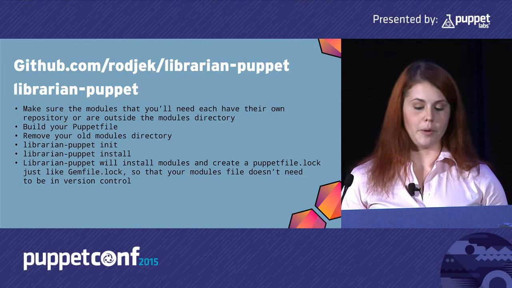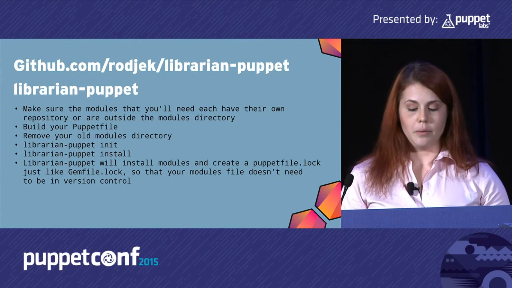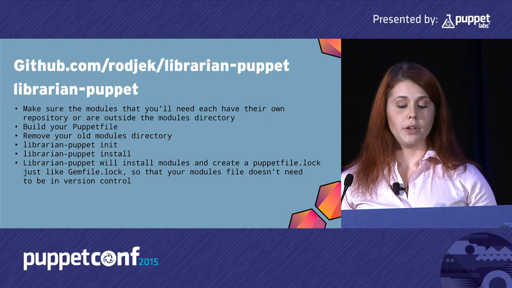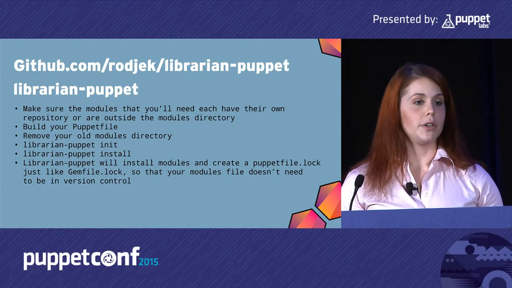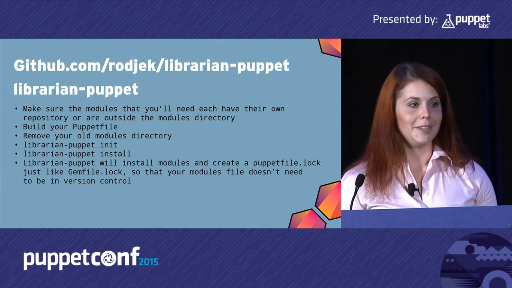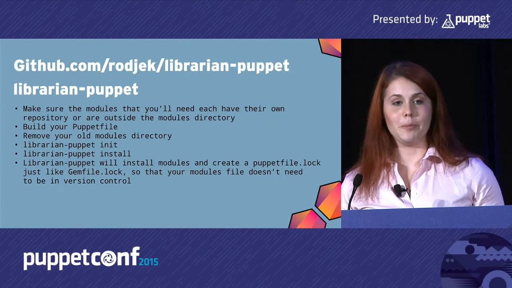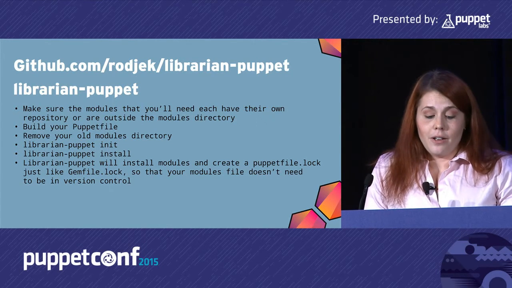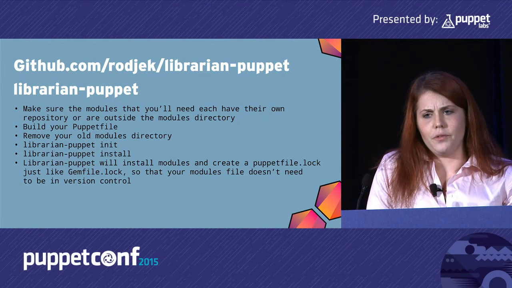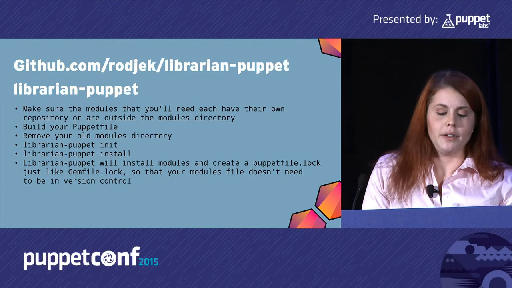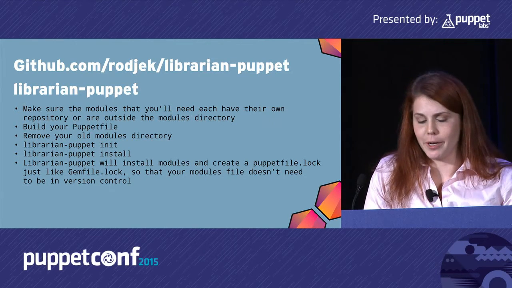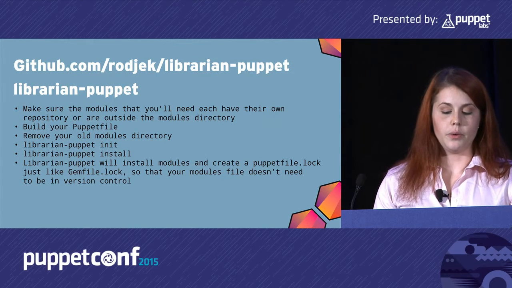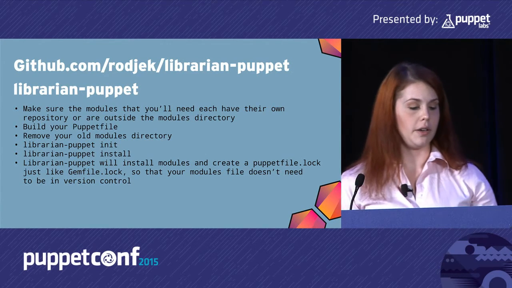So here's how to use Librarian. It's a lot easier. It's very simple. One thing is that it will take over your modules directory. So you'll need to make sure that all of your custom modules that maybe were sitting there, if you do have tendencies towards a monolithic repo, those need to have their own repository. And then you'll need to build your Puppetfile, although librarian-puppet init will give you an initial one. And you could just remove your old modules directory to be final about it. And then once you have your Puppetfile, you just say librarian-puppet install, and it will install modules and create a Puppetfile.lock, just like I was saying, Gemfile.lock.